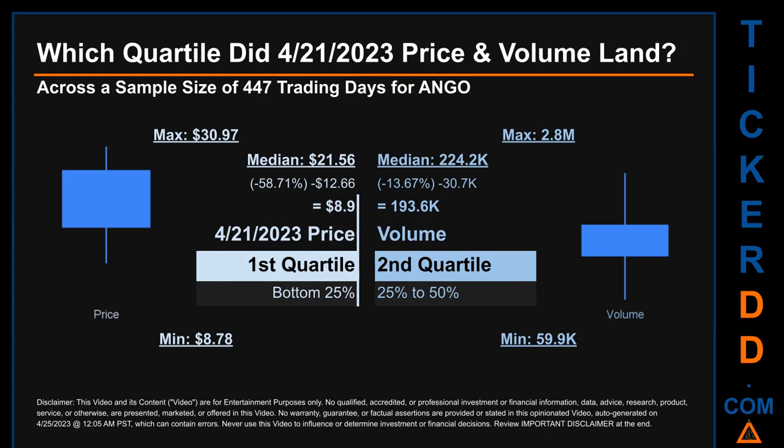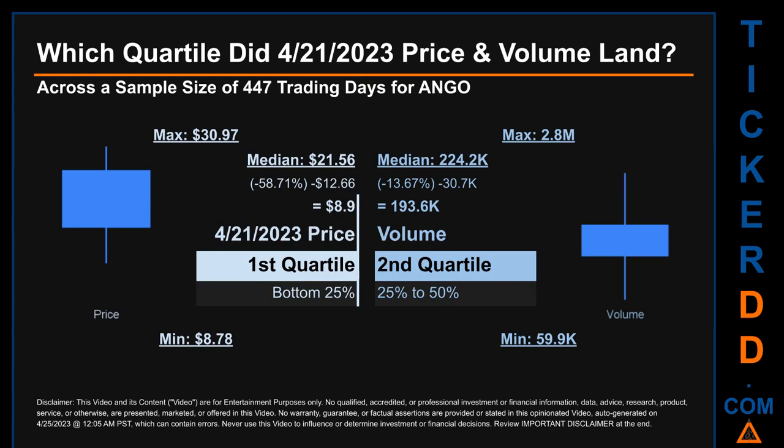The day's volume landed within the second quartile, that is within the 25% to 50% range of all sampled daily volume, which saw a max daily volume of 2.8 million and a minimum of 59.9 thousand. Quartiles tell us about the spread of a data set by breaking that data set into quarters, just like how the median breaks the set into half.